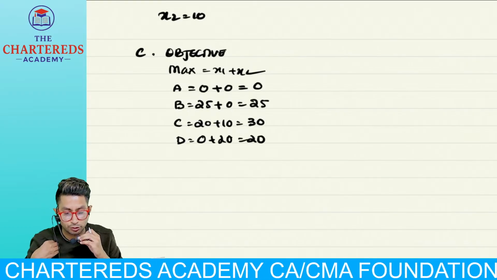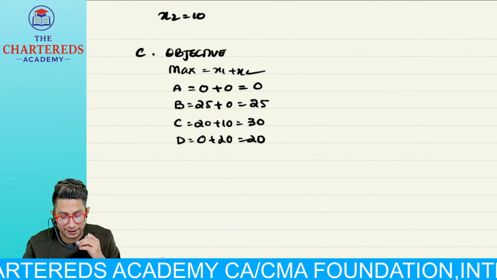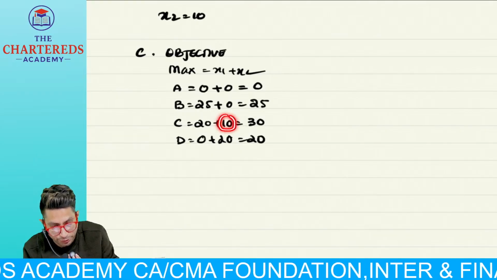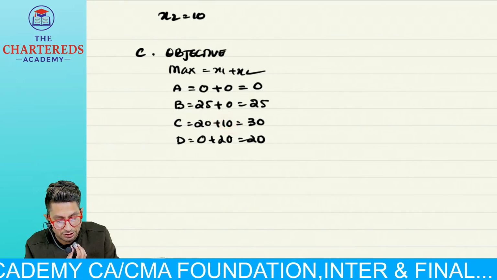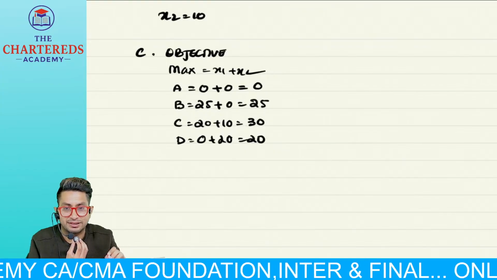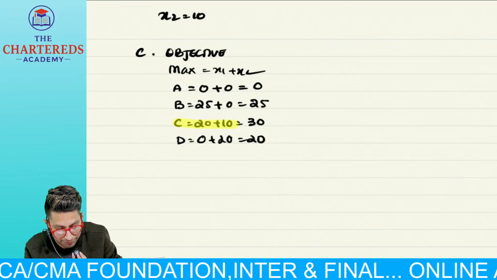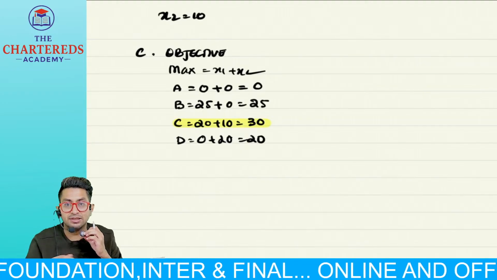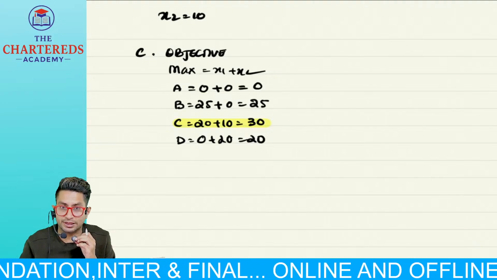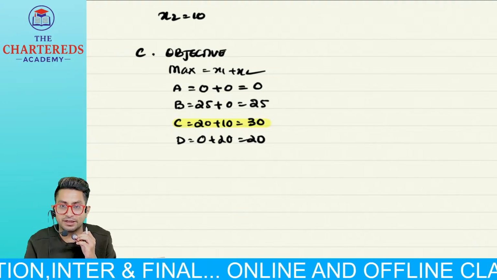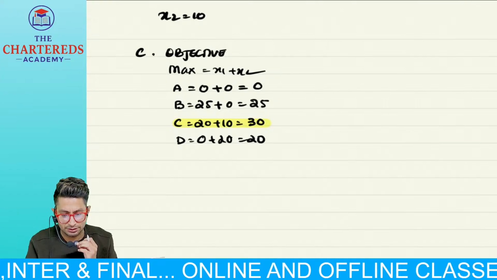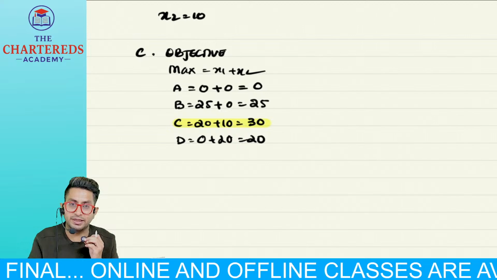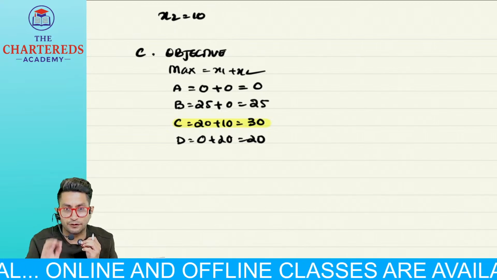Now tell me, how many units of product X1 should I sell? 20. And how many units of X2 should I sell? 10. Then my profit will be maximum. Our objective is maximization of profit, right? So how much X1 should I sell? 20. How much X2 should I sell? 10. Then my profit will be maximum. So what will be our answer? X1 should be 20, X2 should be 10. With this, the graphical problem will be over.